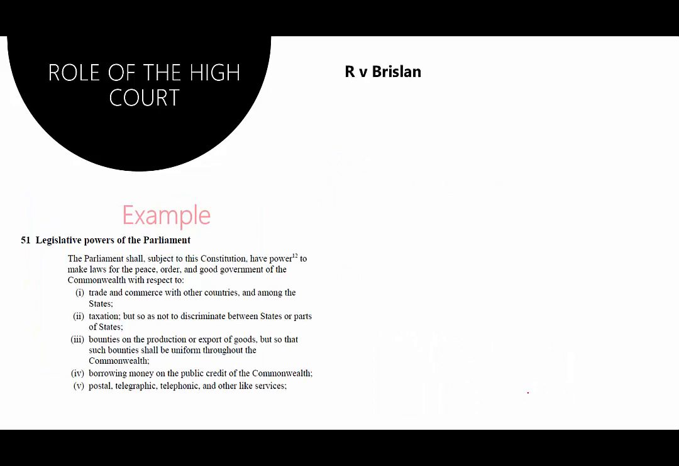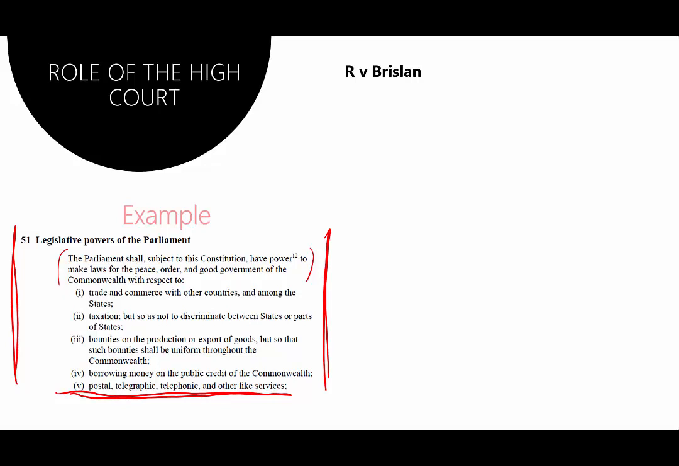So, an example. If we look at this section of the Constitution, Section 51 lists all the powers of the Commonwealth. The Parliament shall, subject to this Constitution, have power to make laws for the peace, order and good government of the Commonwealth with respect to, and I want to focus on Clause 5 here, postal, telegraphic, telephonic and other like services. And I want you to think for a moment, what is a like service? So what is it that post, telegraph and telephone have in common? And then what would we consider to be a like service?